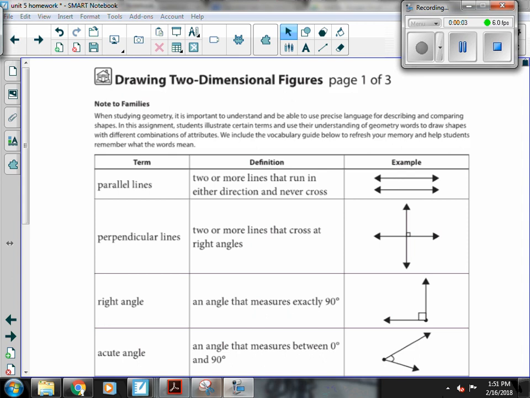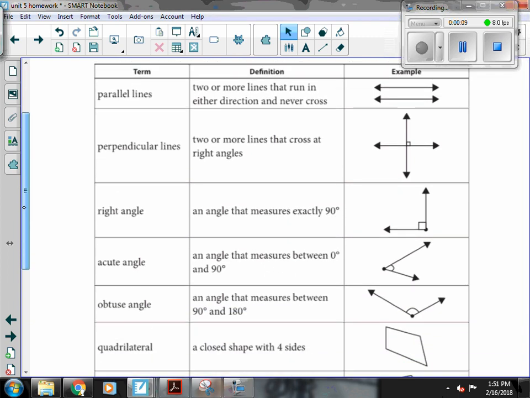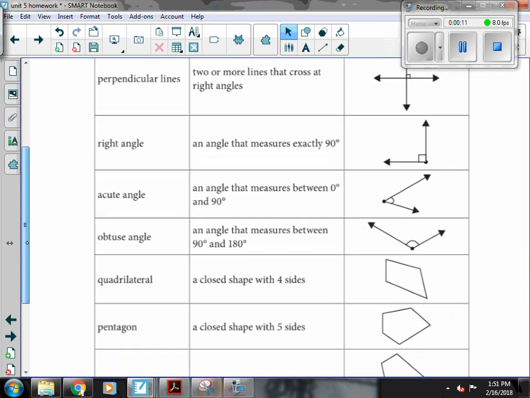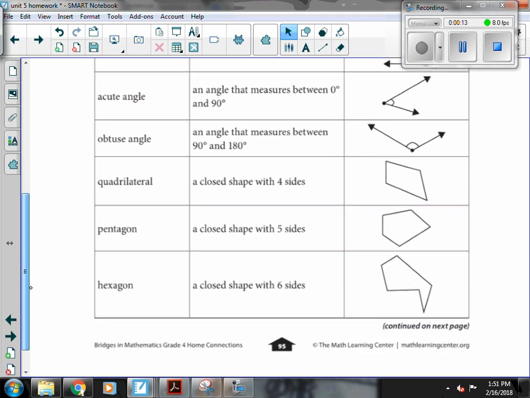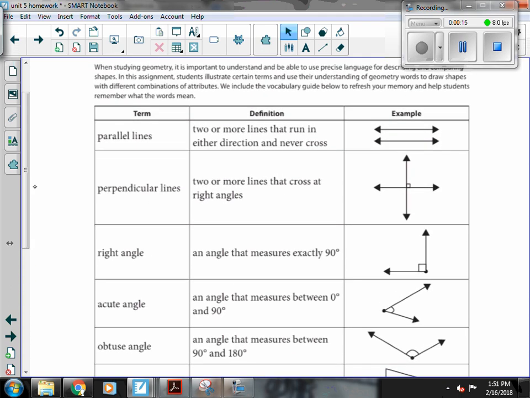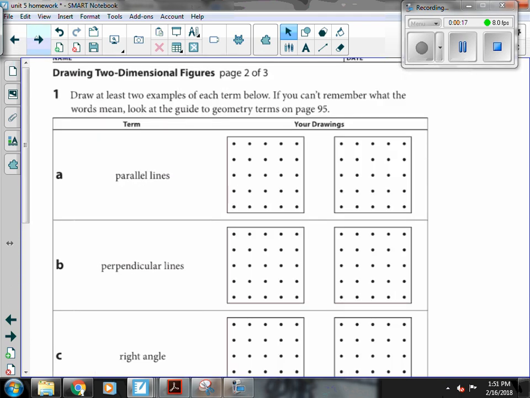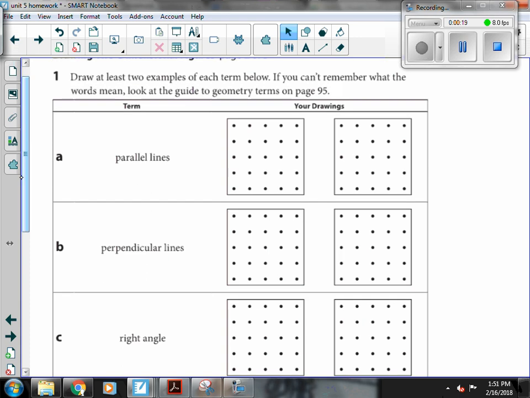Tonight's homework is pages 95, 96, and 97. On page 95, it's just a reference sheet that goes over those vocabulary words that we have been talking about in class. So page 96, it says draw at least 2 examples of each term. And if you can't remember, go back a page and look.